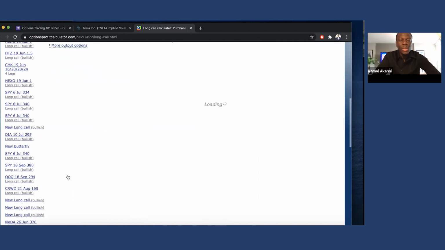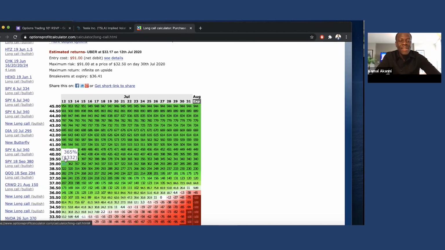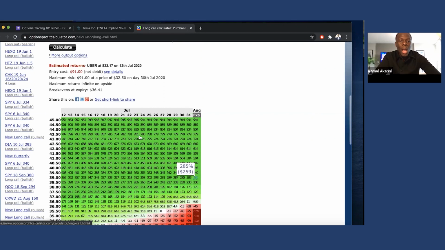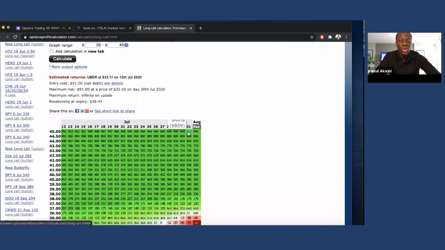So when we calculate, if Uber arrives at $45, same thing here. If Uber goes lower, you will lose. The maximum you could lose is the $91 you pay. But if Uber is at $45, you can see this is huge. The actual percentage of return is much higher. You are literally at 945%, close to 1,000% in terms of return, versus 532% return on the other side.